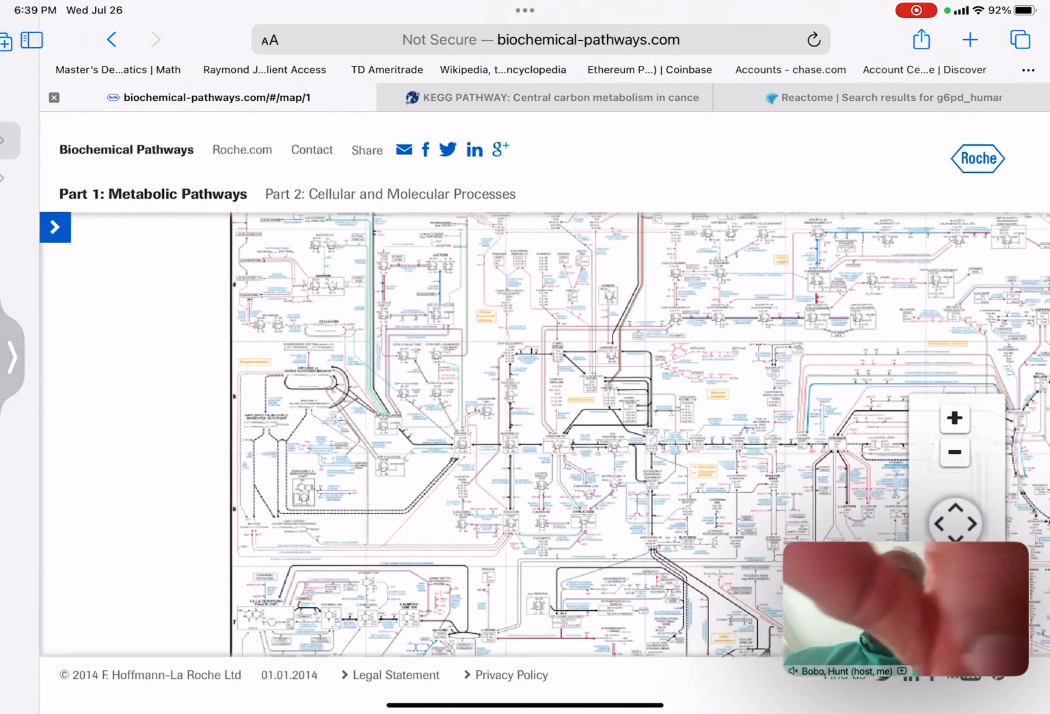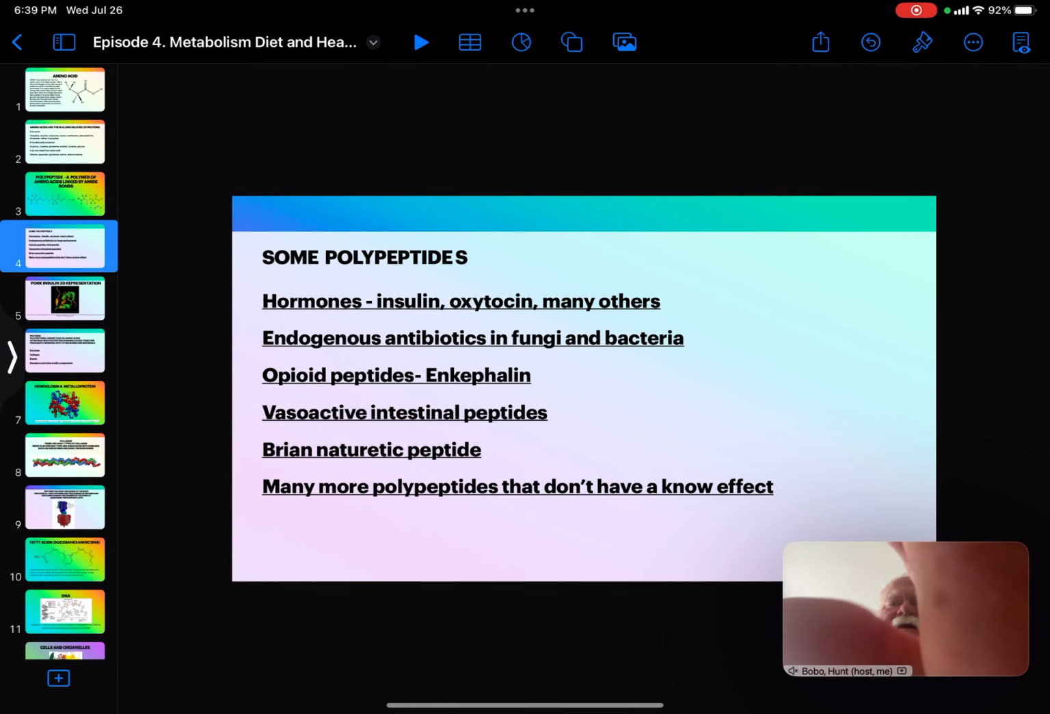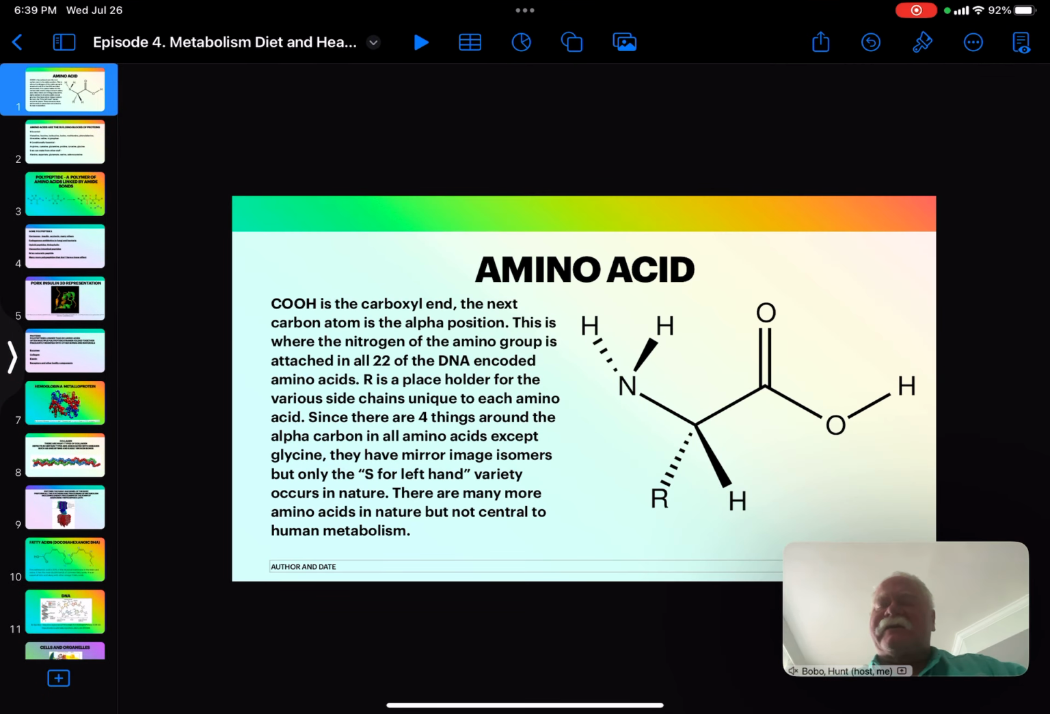tabs. I'll have to pull it back up, and we'll go to my talk here that I put together when I first started trying to do this.